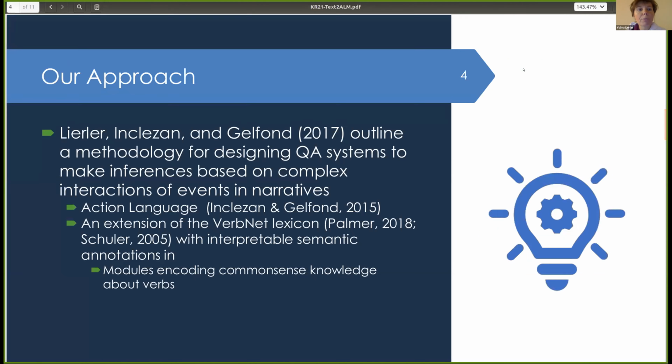So our approach is based on our work from 2017, where a methodology for designing QA systems was proposed that relied on action languages and systematized knowledge about verbs which have been studied by linguists. For example, the VerbNet lexicon groups verbs into the same syntactic-semantic classes, where we can think about annotating those verbs with common sense knowledge.